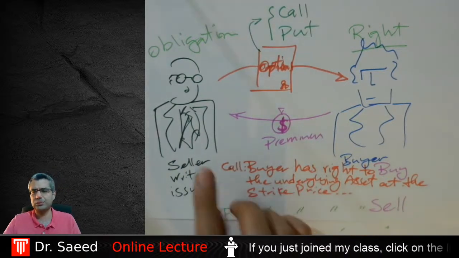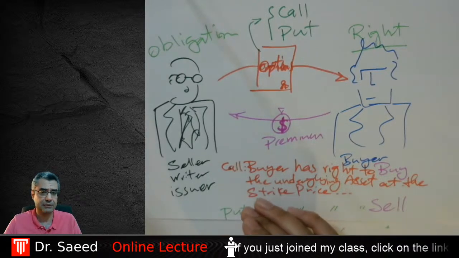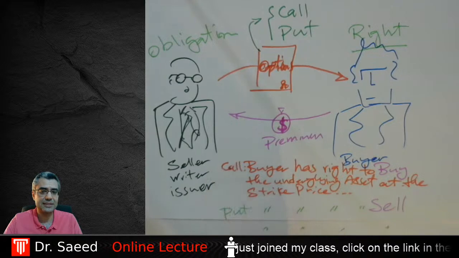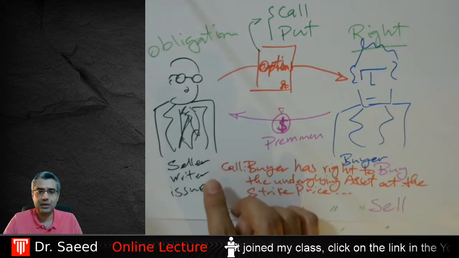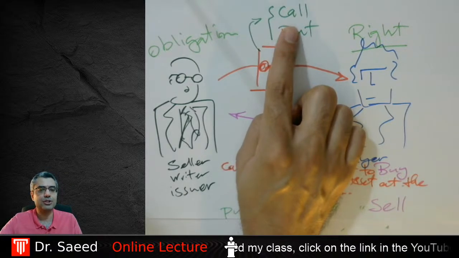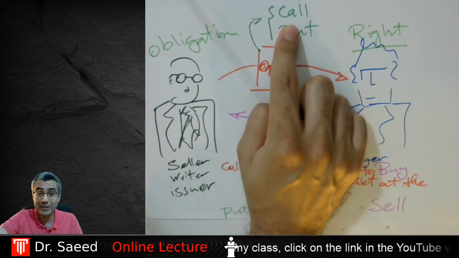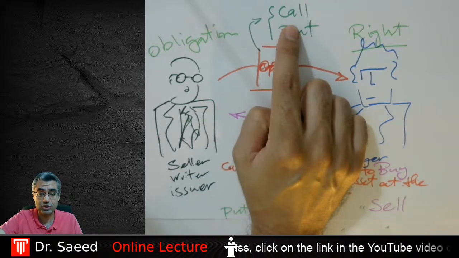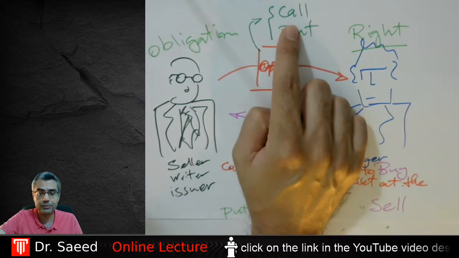But what's the problem? When can the seller make a profit? When you don't exercise the contract, the seller can make a profit. How? Suppose you buy a call, and when you buy the call, you expect the price of the underlying asset, which is stock here, goes up, right?